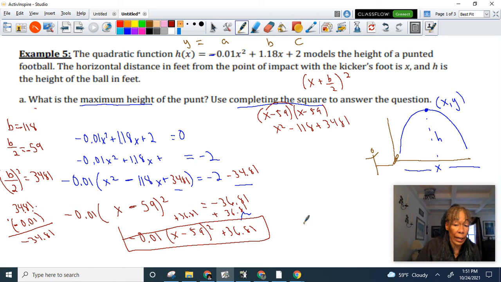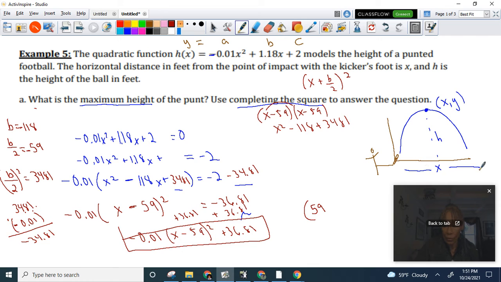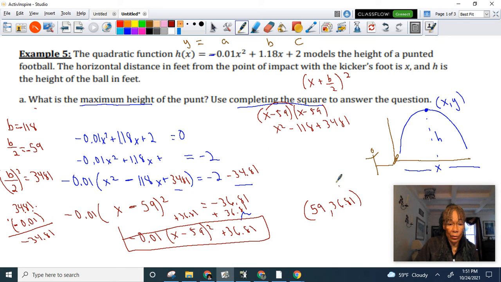And just by looking at that, I can see that my vertex is the negative of, well, it's positive, I just ignore the minus sign. So I've got 59 as my horizontal distance, and 36.81 as my vertical distance. So the answer to the question, what is the maximum height, would be 36.81. And all this time we've been working in feet, no conversions. So that's the first one.